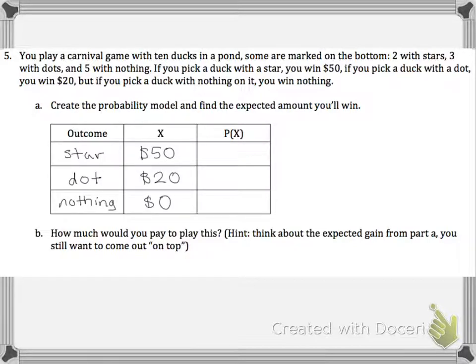So to find the probability, we want to talk about how many ducks there are total. So we have to add up the values.